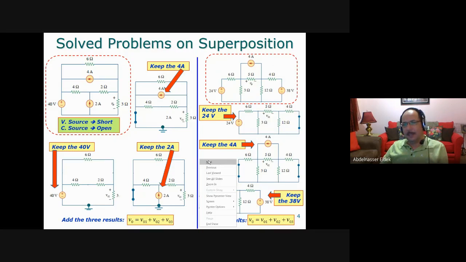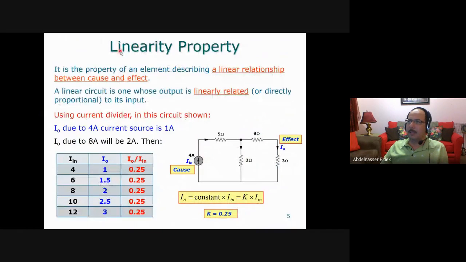The second theorem is called linearity. Linearity means that if you multiply all the sources by a number, then you multiply the result by the same number. For example, assume that you have this circuit here, and you have the source 4 ampere, and then you calculate this IO. When IN is 4 ampere, IO is 1 ampere. So if this one is 4, this one is 1.